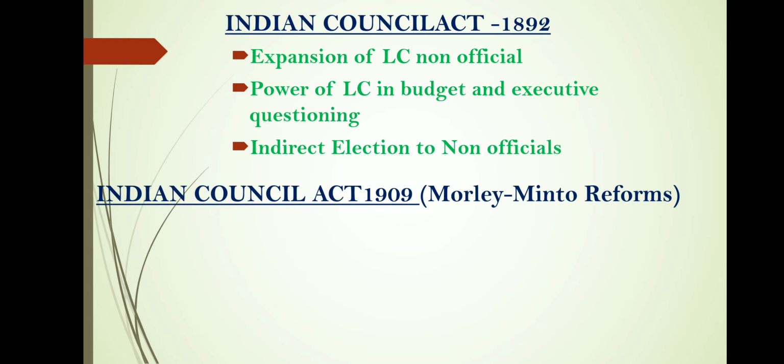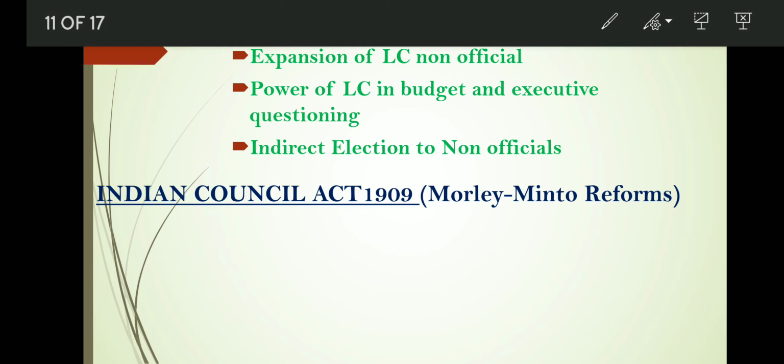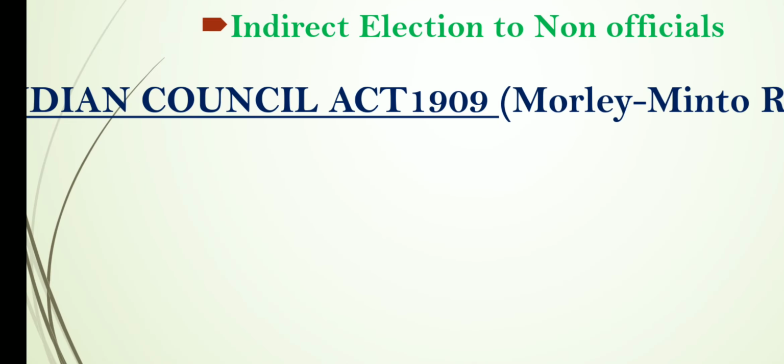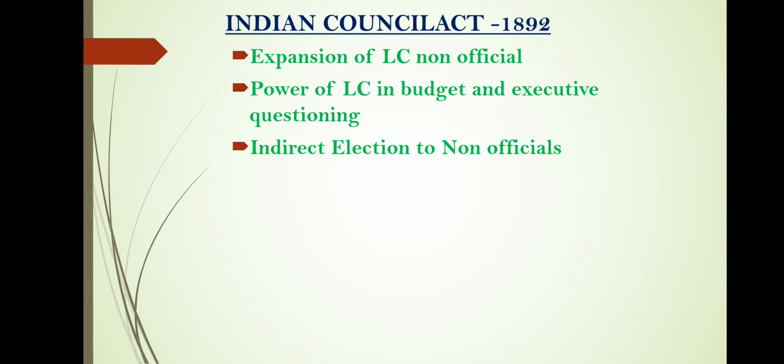So the next act is the Indian Council Act of 1909. It is known as the Morley-Minto reforms. Morley was the Secretary of State and Minto was the Viceroy at that time. So it is collectively called the Morley-Minto reforms or the Indian Council Act of 1909.